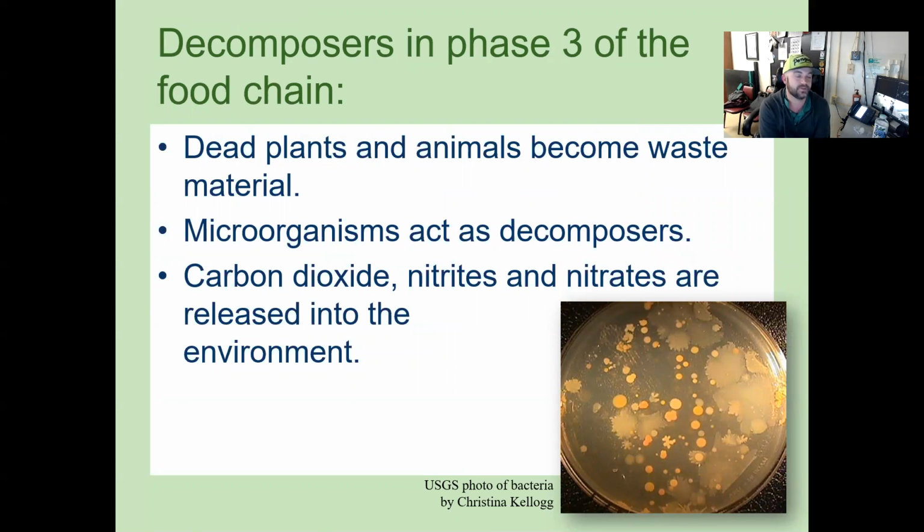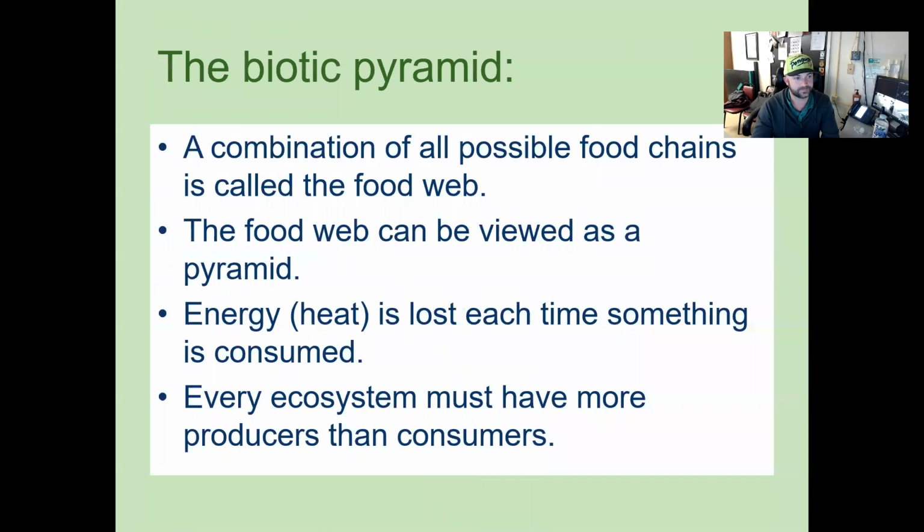Decomposers in phase three of the food chain: dead plants and animals become waste material. Microorganisms act as decomposers. Carbon dioxide, nitrites, and nitrates are released into the environment.